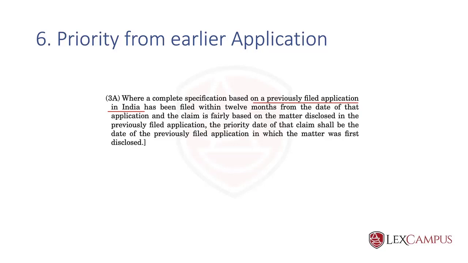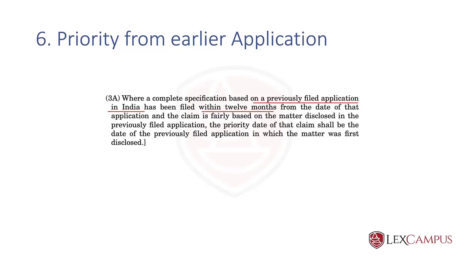So in India it is important, because if it is international, you could go beyond the 12 months period. When we deal with multiple priorities, we'll see instances where the priority can be taken from a document which is even more than 12 months old. It can be done, especially when you take the PCT route. You can take a priority from a document which is not filed within 12 months because PCT gives you that flexibility. But within India, it says the previously filed application in India has to be filed within 12 months.